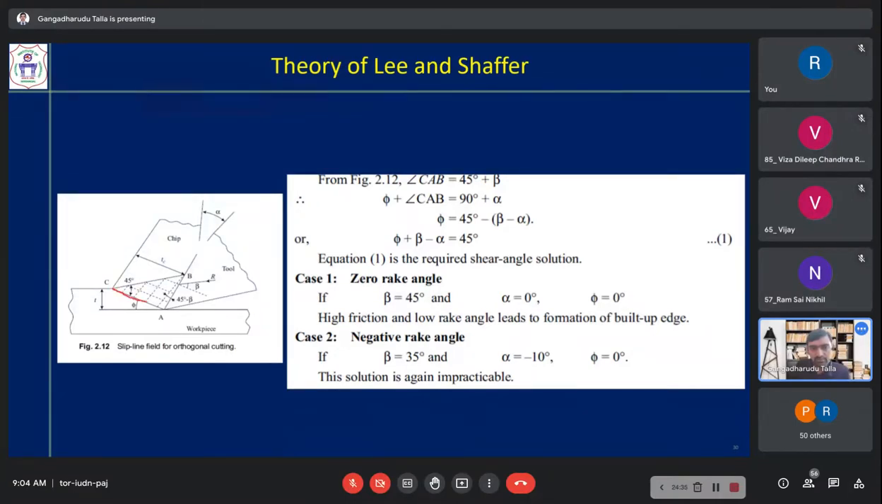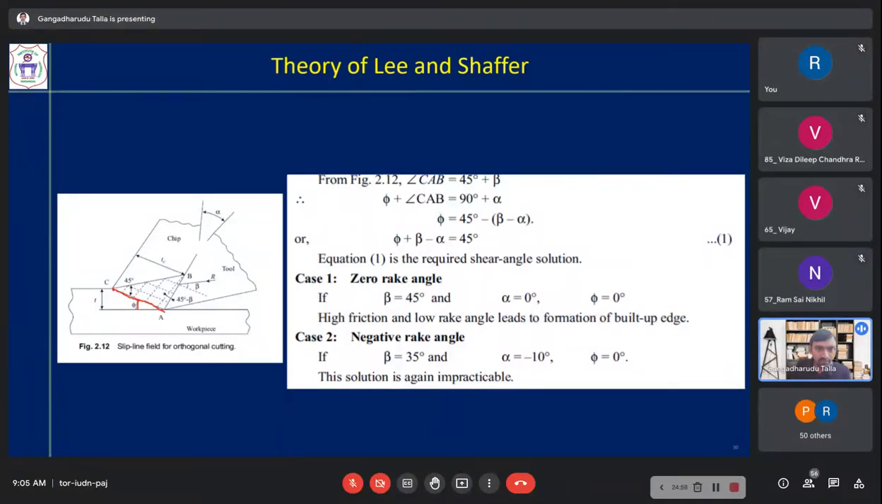So here, this is the plane along which the shear force is maximum. That is okay, but this is not the only plane along which shear force is acting. So this plane is making angle phi. That is fine.